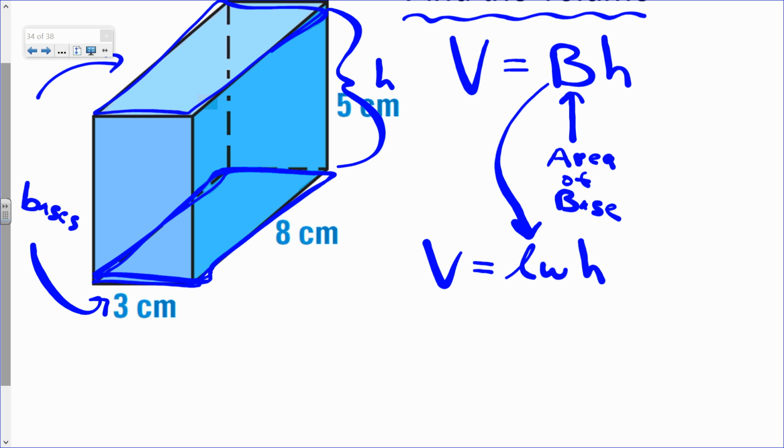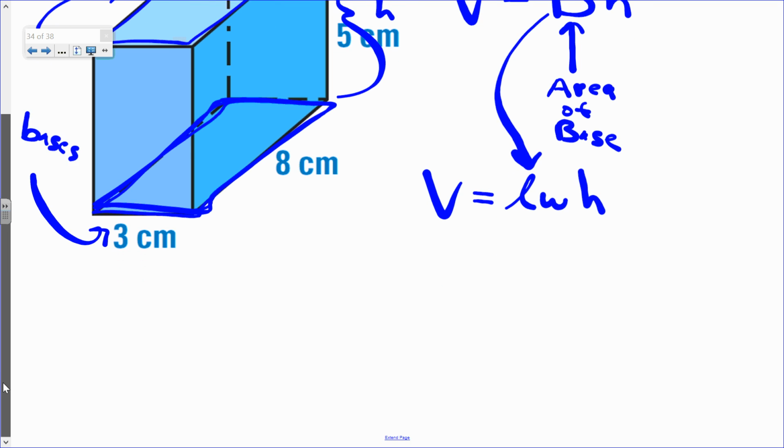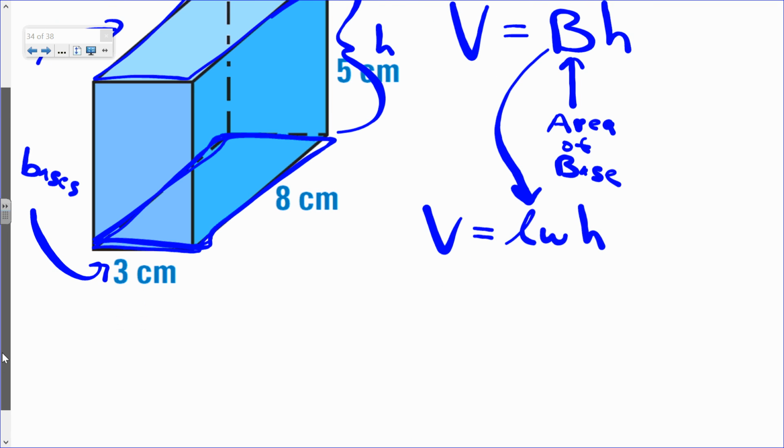So what you need to know right now for a prism, the bases are always two faces that are the same. They can be the top and bottom, they can be the front and back, or the side and side. Those would be your bases. And the height is the distance between both bases. In this case, 5.